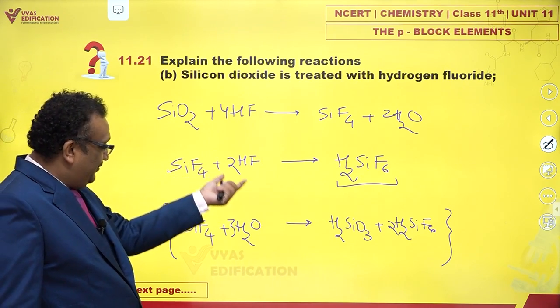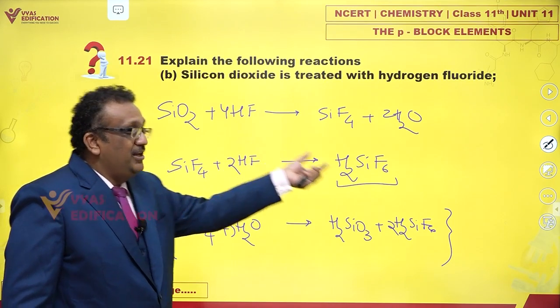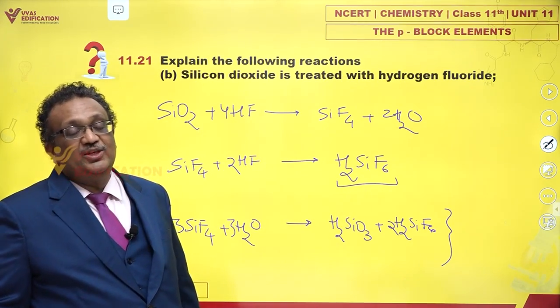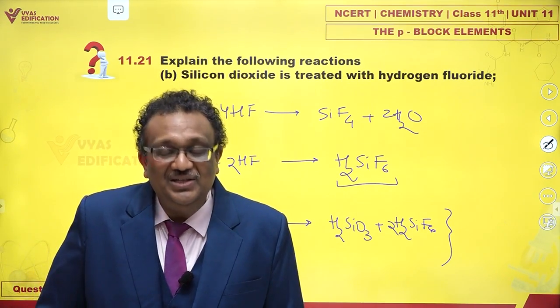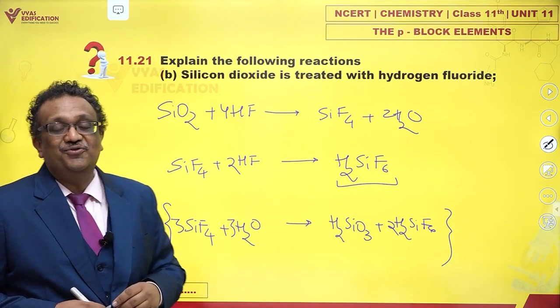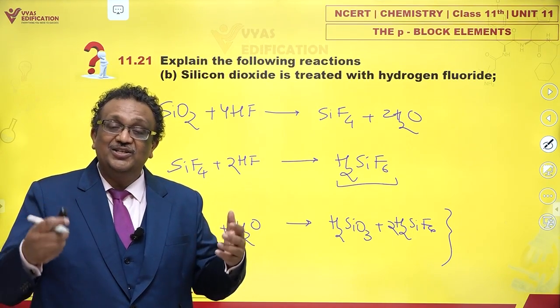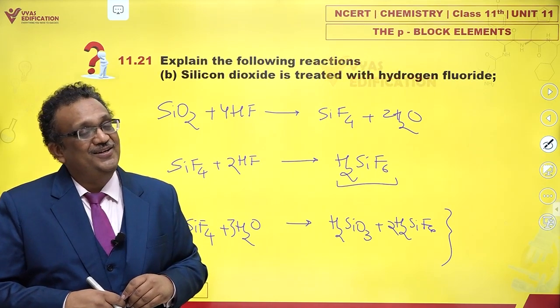But if there is excess anhydrous HF, you find that HF can directly react with SiF4 to give you H2SiF6 also. These are the reactions, my dear, which happen when silicon dioxide is treated with HF. HF can dissolve silica, and HF is the only acid which can dissolve silica.